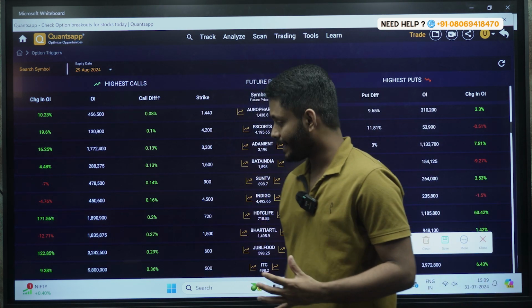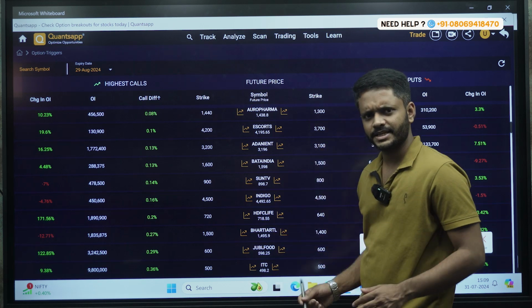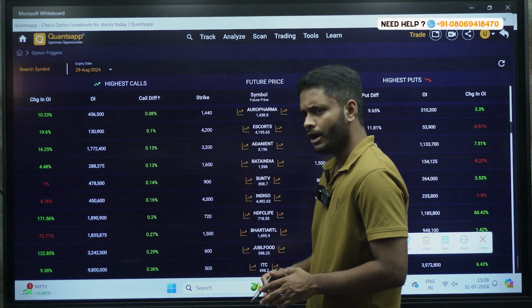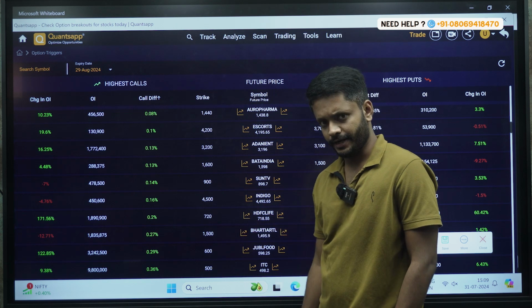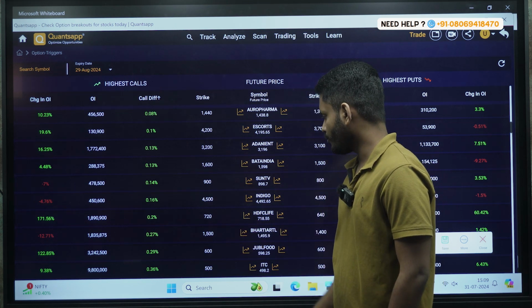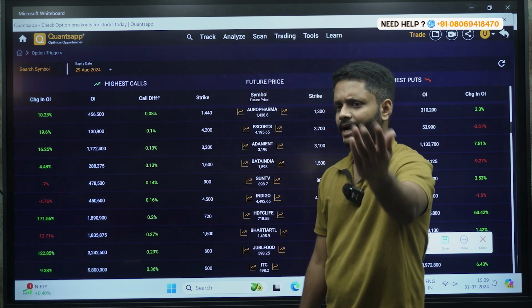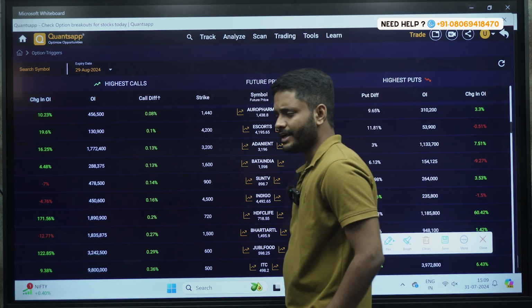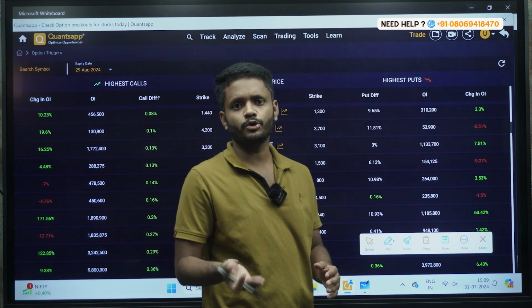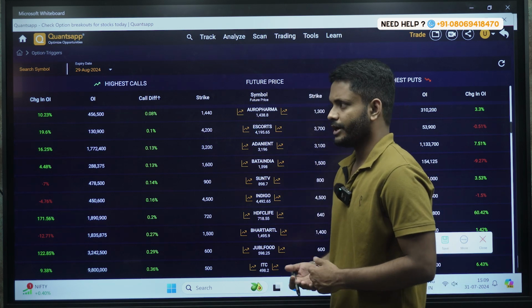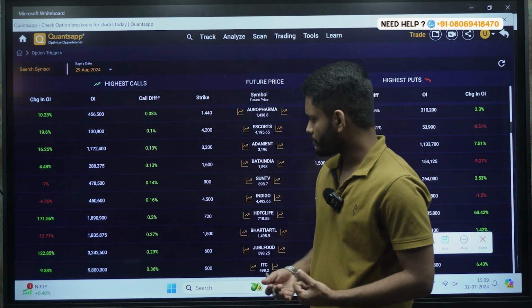So how can you trade this? Now the question arises, this is basically an intraday option buying tool. Suppose this Bharti Airtel crosses 1500. The current price is 1495. If it crosses 1500 and sustains above 1500 for the next 5 to 10 minutes, then what you can do is go and take a bullish trade over there. You can go and buy an ATM option.